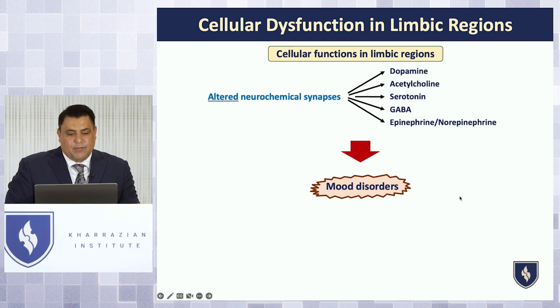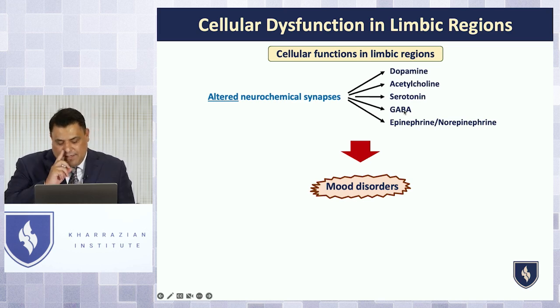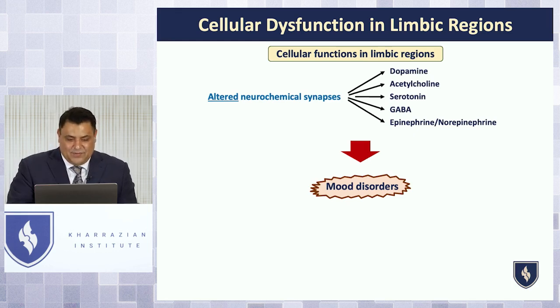Now, altered neurochemical synapses like dopaminergic activity, acetylcholine activity, serotonin activity, GABA activity, epinephrine activity can lead to mood disorders. And this was the initial monoamine model. It's for sure part of the circuits involved with the limbic region, but it's not the only model. So meaning, it's still important, but it's not as important as we used to think it was. So we'll talk about that as well as we get into research and applications.